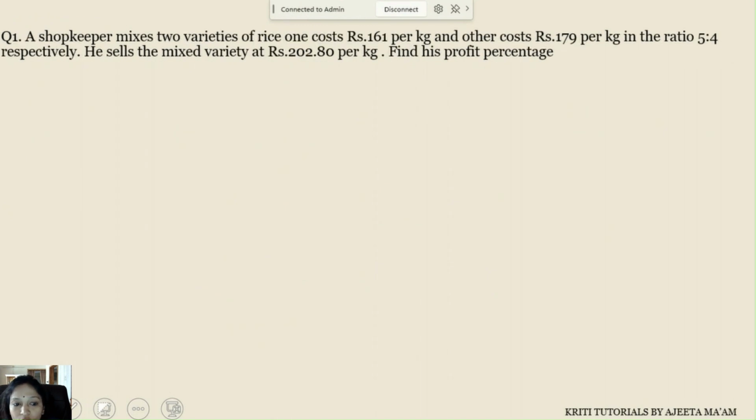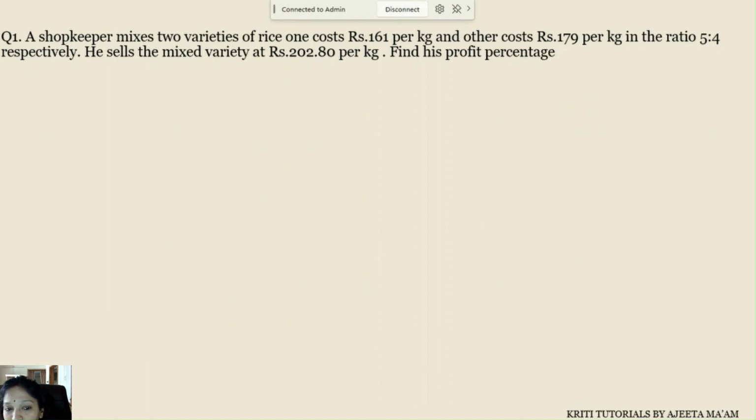Now, a shopkeeper mixes two varieties of rice. One costs 161 rupees per kg and the other is 179 rupees per kg, in the ratio 5 is to 4. So we are mixing both the varieties in the ratio 5 is to 4. The mean price is not given here. He sells the mixed variety at 202.80. Find his profit percentage. So what do you need for finding a profit percentage? Always the CP. Now, how will you find the CP of the mixed variety? That is a very simple question.